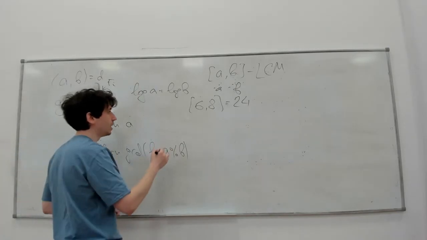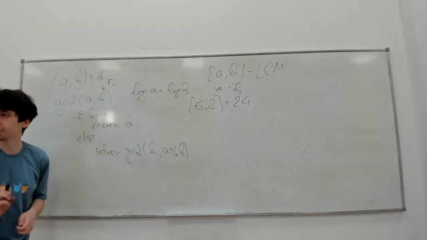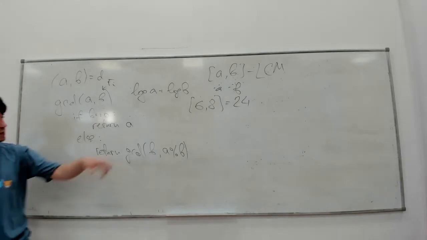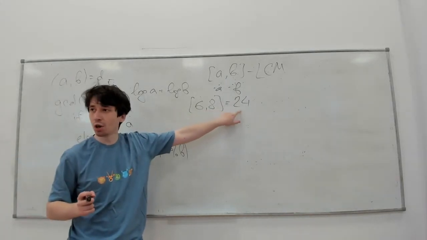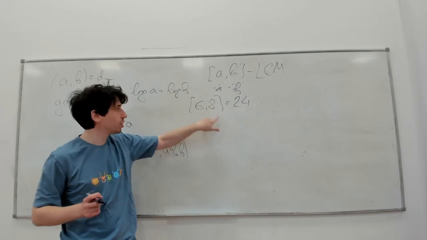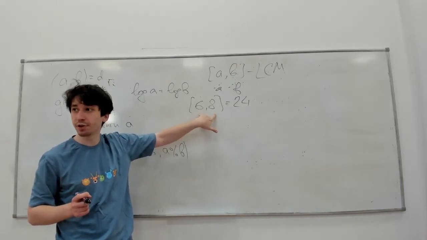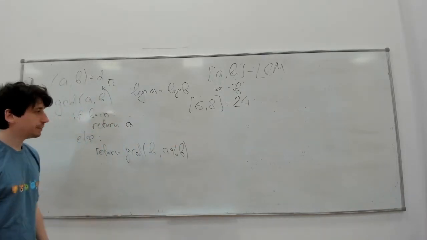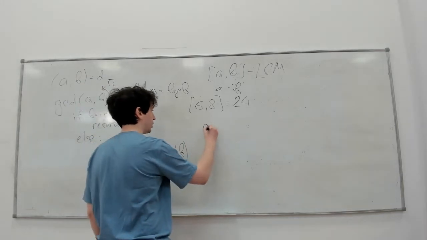I will give you the explanation a little bit later, how I did this. But the idea is that for 6 and 8, the lowest is 24, which is not 6 times 8, because 6 times 8 is 48, right? So it is less. Okay, so how does it typically look?